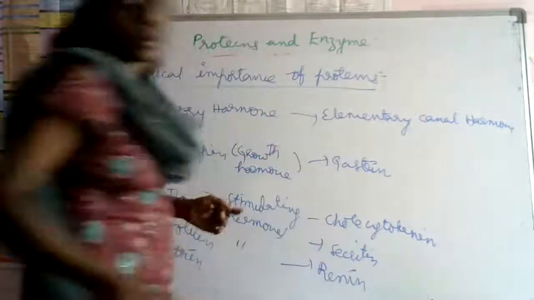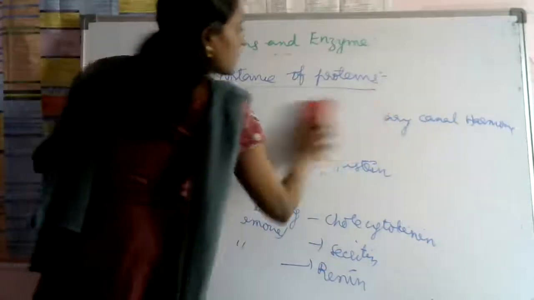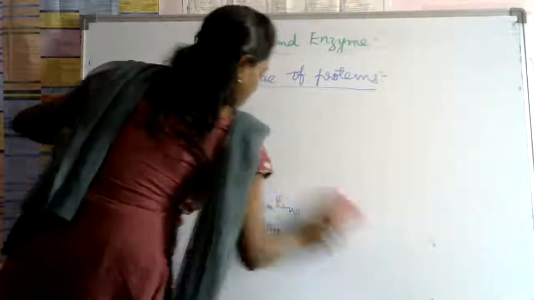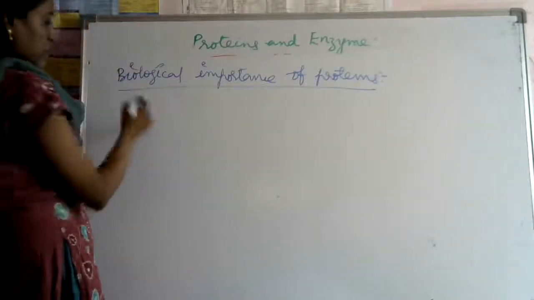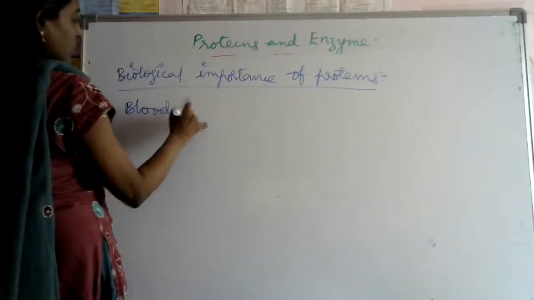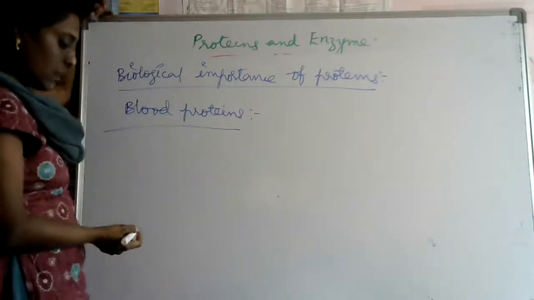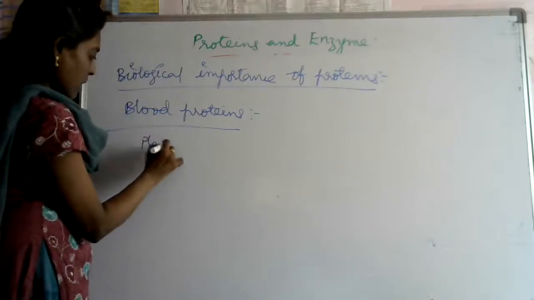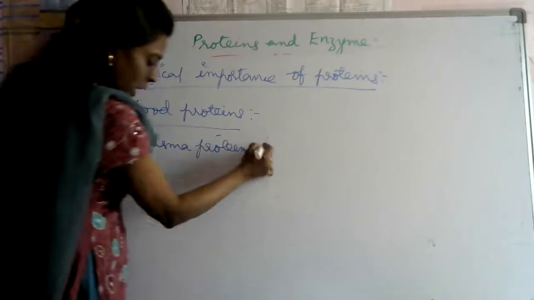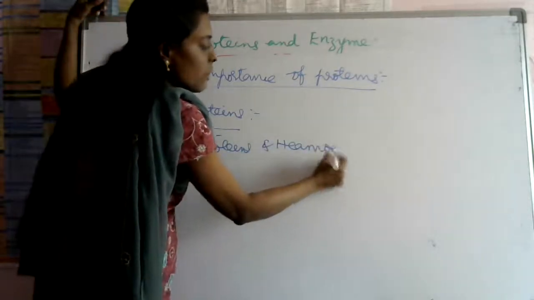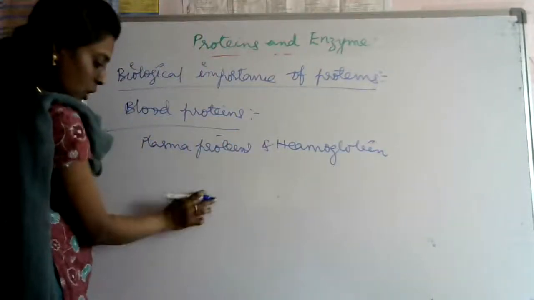Let's see the blood proteins. Blood proteins include the plasma proteins as well as hemoglobin. These are the blood proteins, you know very well. The proteins are plasma proteins and hemoglobin proteins.